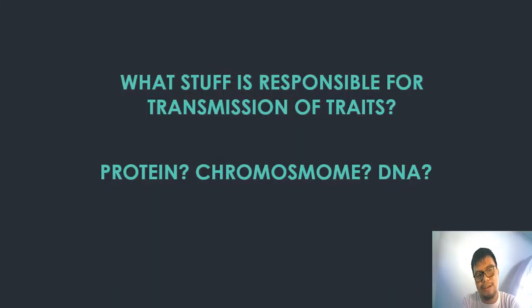So let's proceed. What stuff is responsible for transmission of traits? Is it protein, chromosome, or DNA? Today we all know that DNA is the genetic material that carries information from generation to generation. But have you ever wondered how and when DNA was discovered? What experiments and observations led to the discovery of DNA?